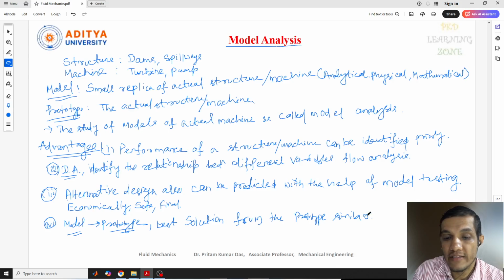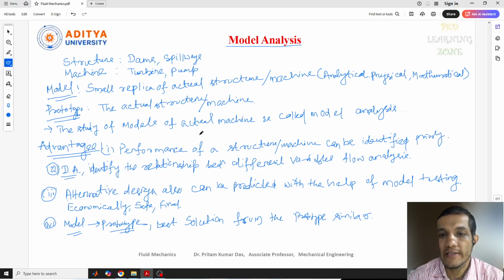If some kind of differences came between the model and the prototype, then again we need to check where the differences are and why the differences arise. So this kind of analysis can be done priorly, before going to the actual construction or manufacturing. So this is the importance of model analysis, especially in fluid structures. This is also one important part in fluids.